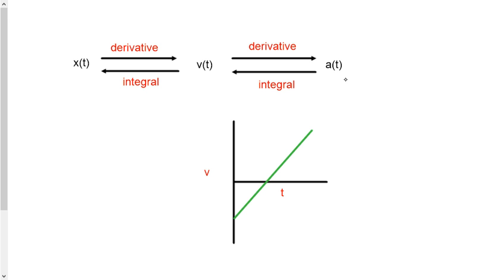Now, if I want to get to acceleration versus time, then I'm going to take the derivative of my velocity graph. Now, what about going backwards? To go from acceleration versus time back to velocity versus time, I must take the integral of that. To go from velocity versus time back to get the displacement, I must take the integral of that.